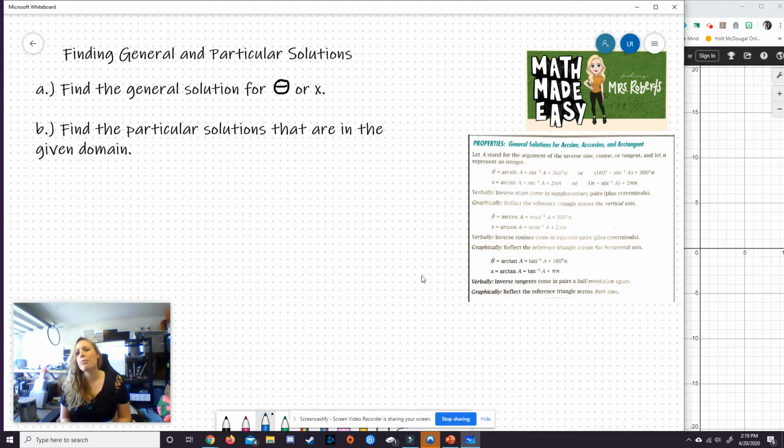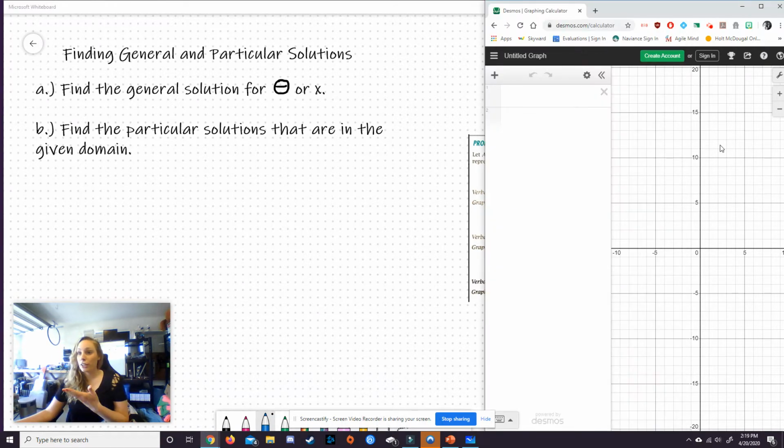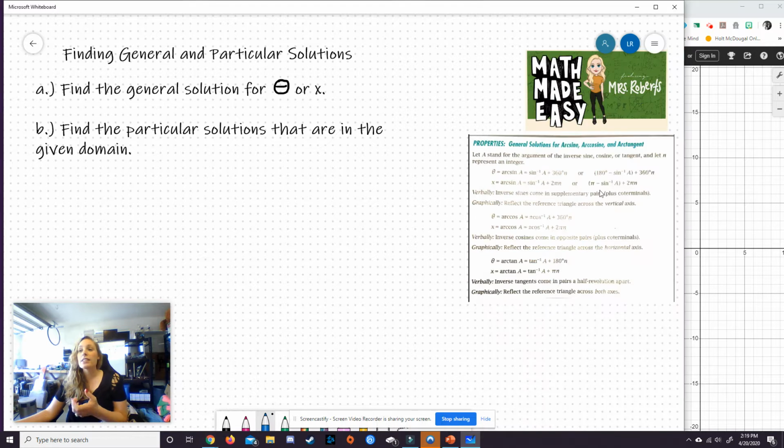So in this video, we're going to find general and particular solutions. We're going to do two things: the general and then the particular. I would recommend having a calculator in front of you and this set of notes. So if you haven't taken the set of notes yet, pause the video here and make sure that you have these three things written down. Okay, so what these notes are telling us is how to find the exact values which make functions true.